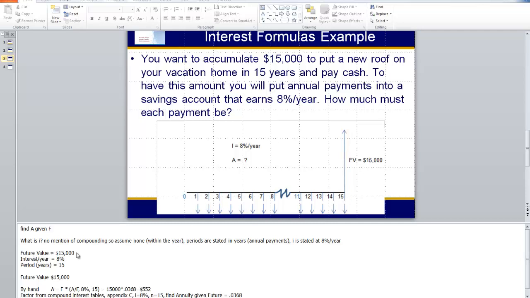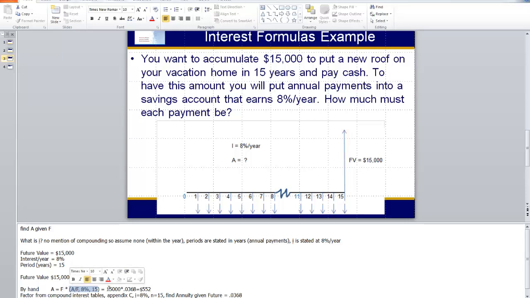So we have a future value of $15,000, an interest rate of 8%, and a period of 15 years. So we want to find A. We have a future value, and we want to find the annuity given the future at an 8% interest rate over 15 years. So again, this is the functional notation that the engineeringandtrainingexam.com videos talk about, that we're going to use. The formulas for these functional notations are in the inside front cover of your book, for both the single payment, which we talked about in prior class sessions, as well as for these annuities.